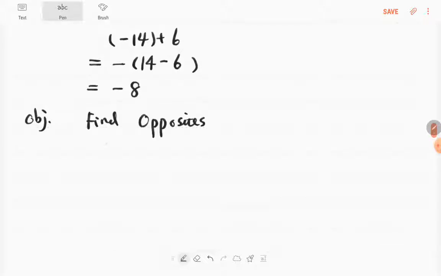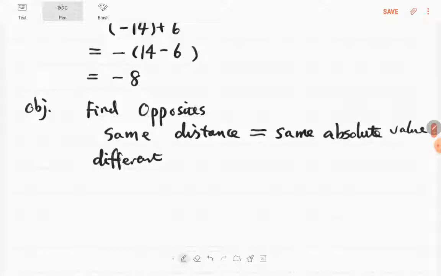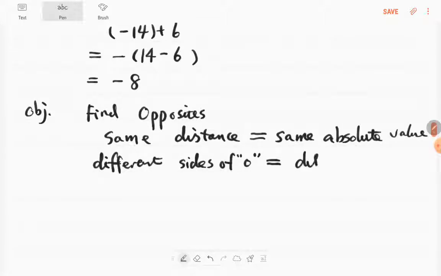So opposites means same distance, which means same absolute value, but with different sides of 0, which means different sign.